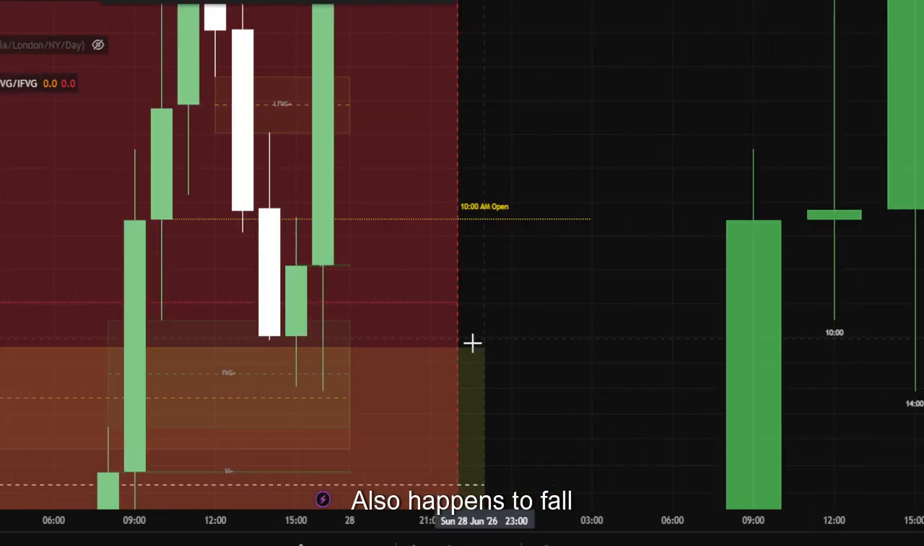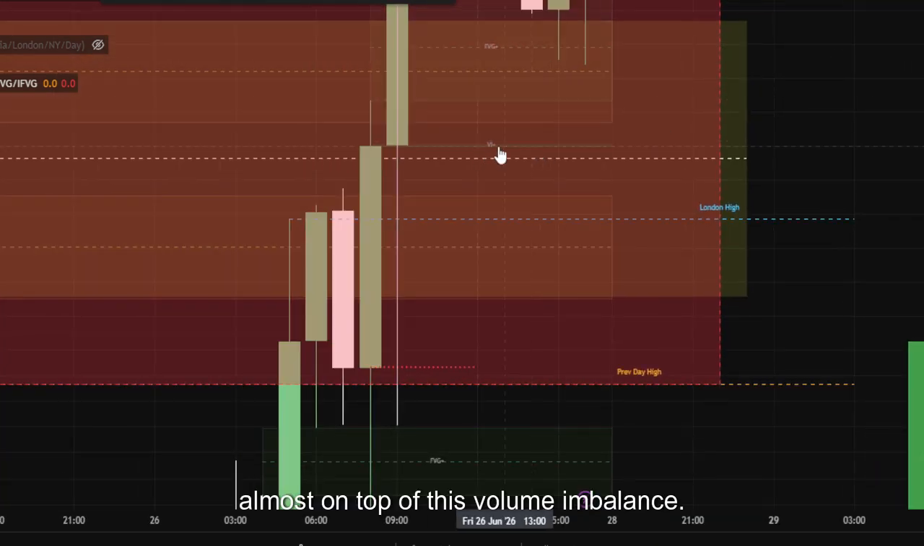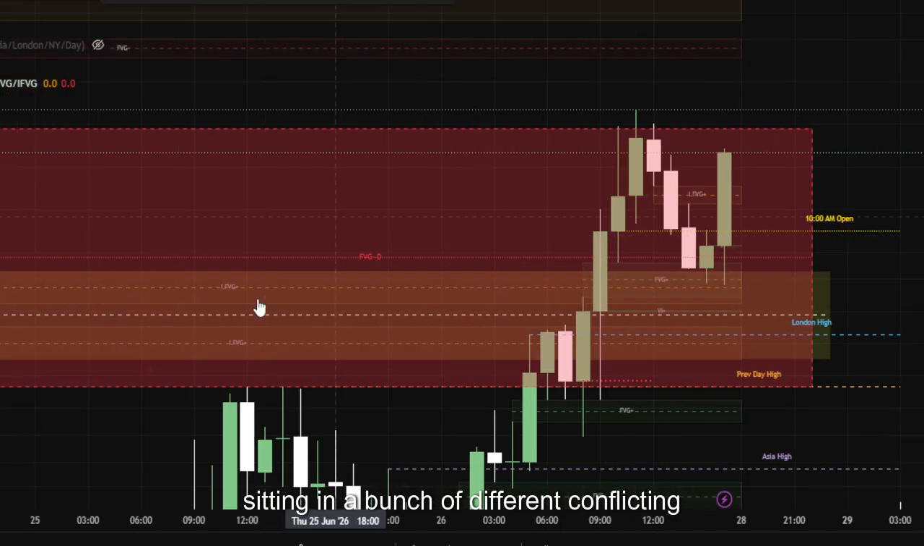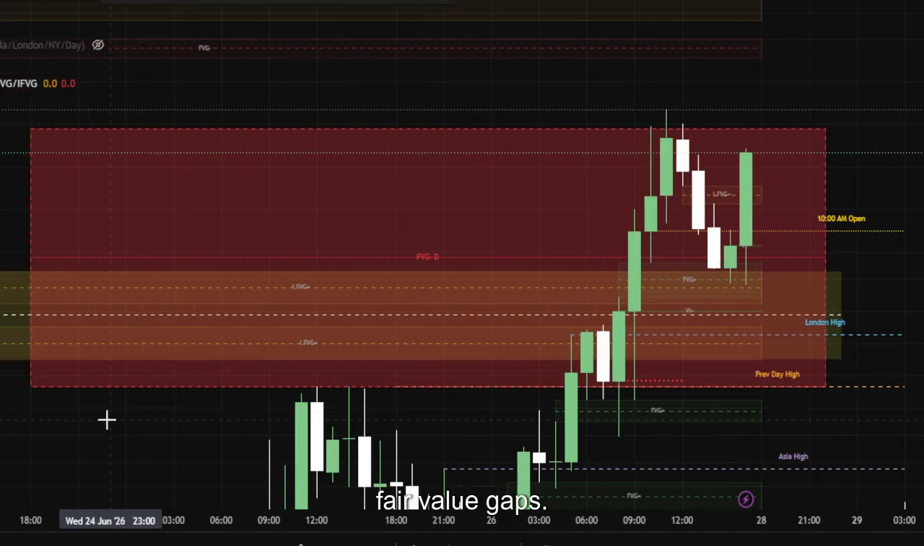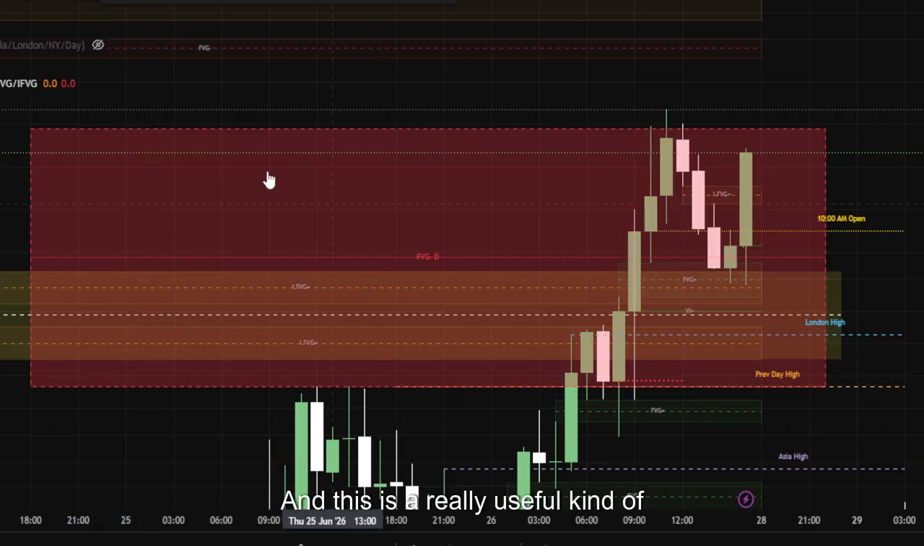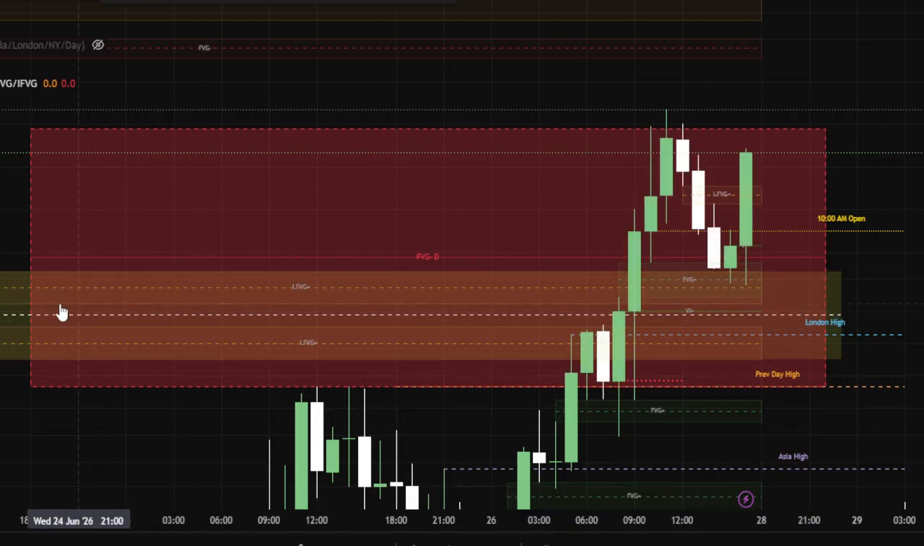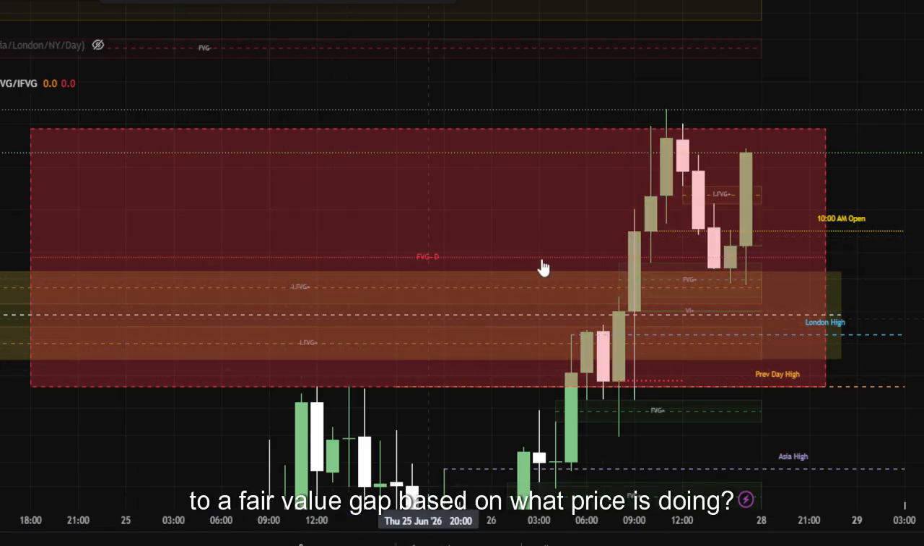Also happens to fall almost on top of this volume imbalance. But what are we noticing? We left this fair value gap here, right? We're sitting in a bunch of different conflicting fair value gaps. And this is a really useful kind of exercise to help you understand how do I react to a fair value gap based on what price is doing.